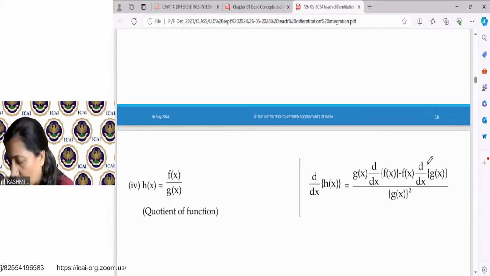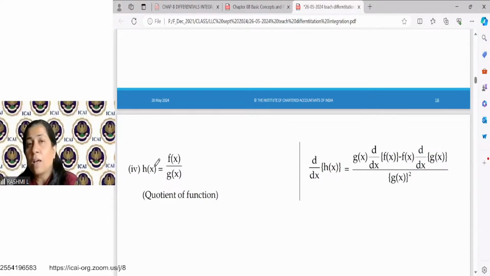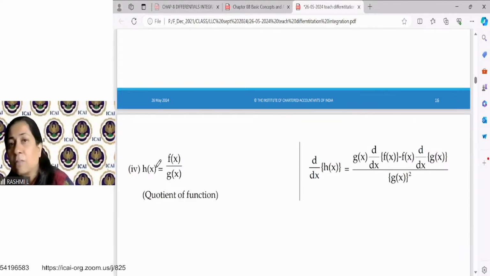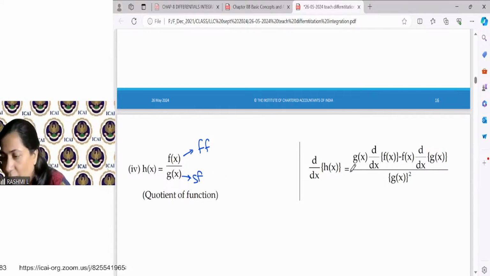And then the next one is division. If I have a function which contains the first function divided by the second function, so it is a division of two functions. I call this the first function and I call this the second function. So d by dx of hx is, in the denominator, gx the whole square. Then in the numerator, it is gx d by dx of fx minus fx d by dx of gx.